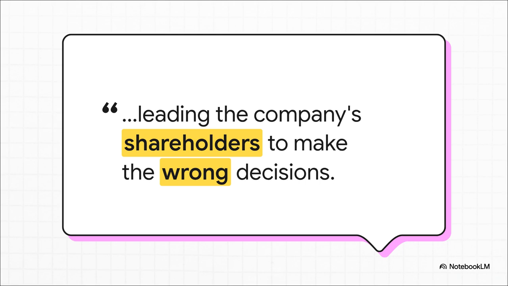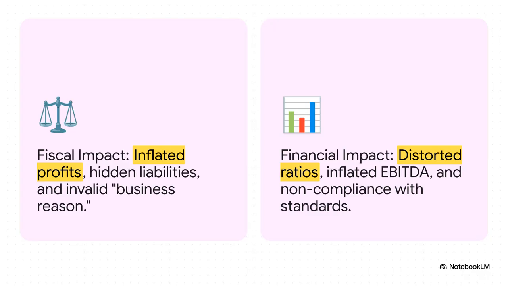As financial expert Salvador Garcia Briones puts it, these errors ultimately lead the company's shareholders to make the wrong decisions. And that's exactly what it is, a domino effect. Bad numbers lead to bad decisions, and bad decisions, well, they can sink a company. So let's play this out.